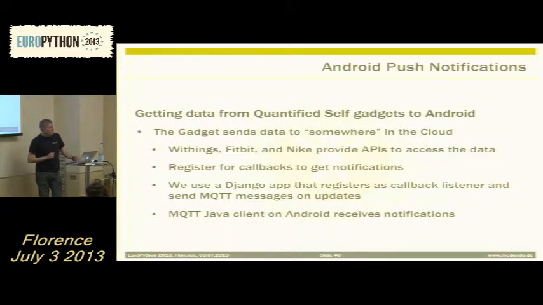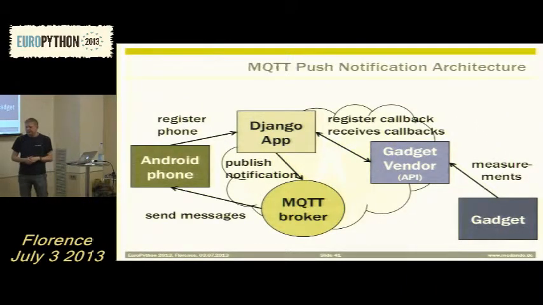And on Android, this is another client. We have a Java client for Android that subscribes to our topics, receives the notifications and displays them to the user. And again, the same as a picture. The principle is, can you see the mouse? Yes, we have the Android phone, which registers itself at the Django messaging app. This registers itself as a callback. The gadget devices send messages to the servers of the vendors. The vendors call the callback, and the Django app sends out a message via MQTT back to the Android devices. This is not spectacular. This is how almost any push notification system works.